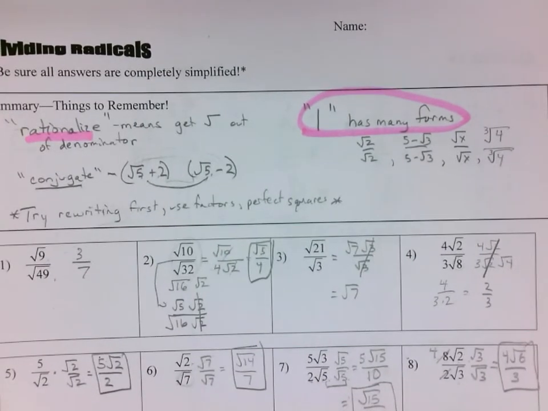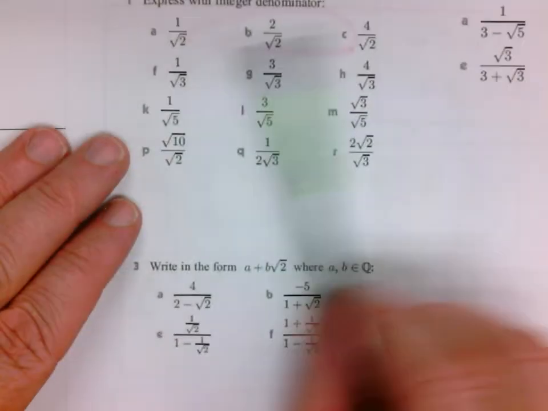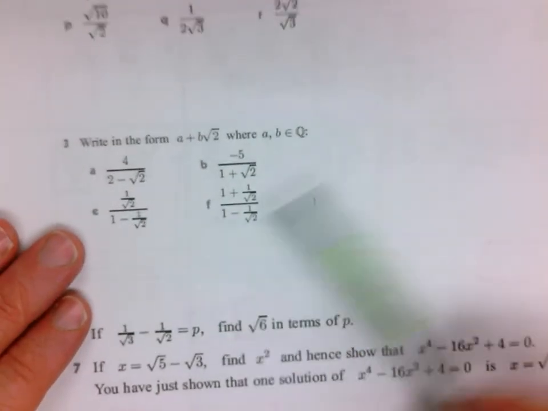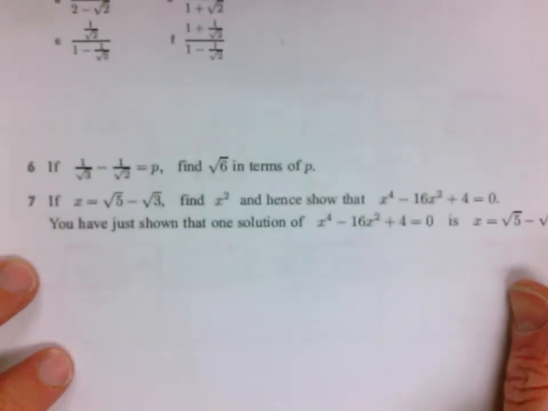Okay, your assignment is on the back of this paper. You have some simple rationalizing, you have a few conjugates. Be careful with these fractions, see what you can do. And then I have a couple questions for you stinking thinkers.